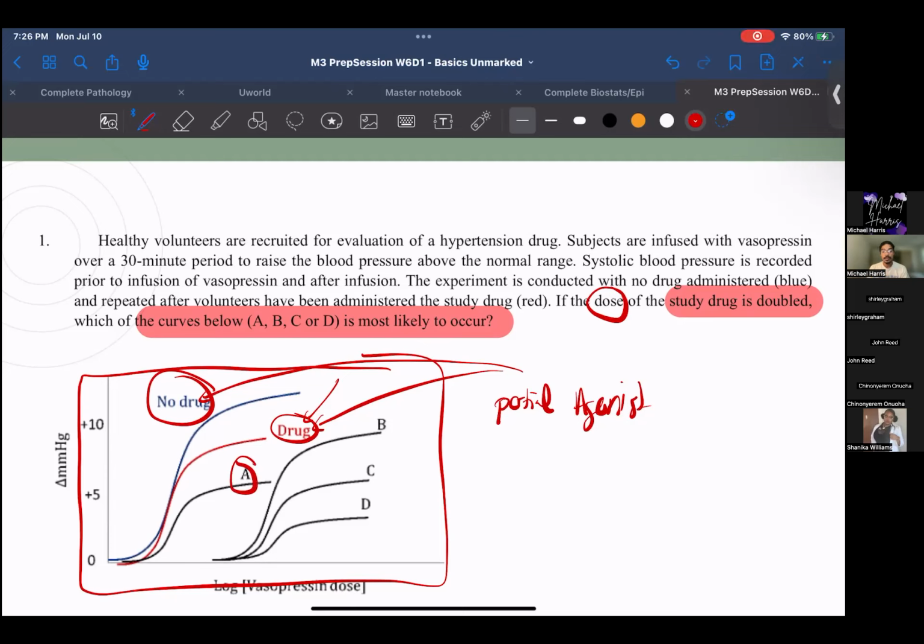But that's why. First, you have to identify what the drug is doing. The drug is a partial agonist. Now, if you double a partial agonist, what happens? You just do more antagonistic effects.